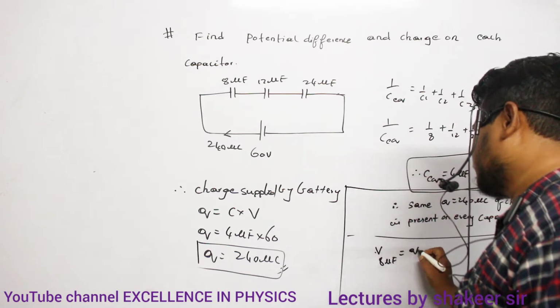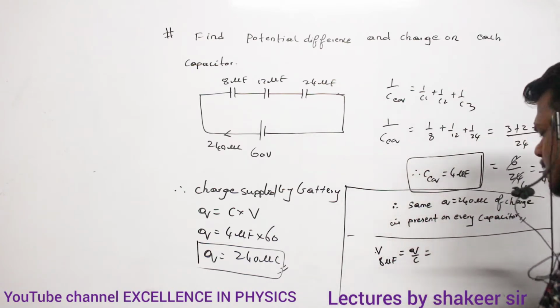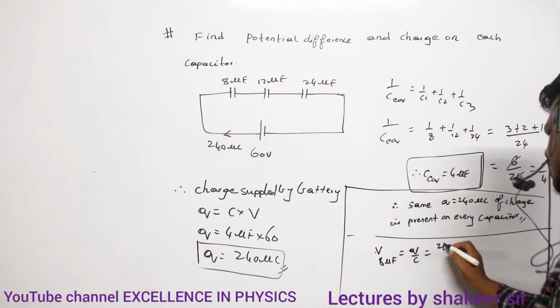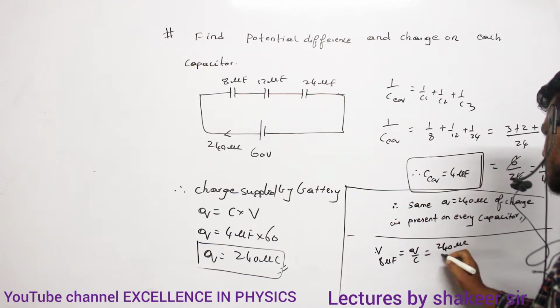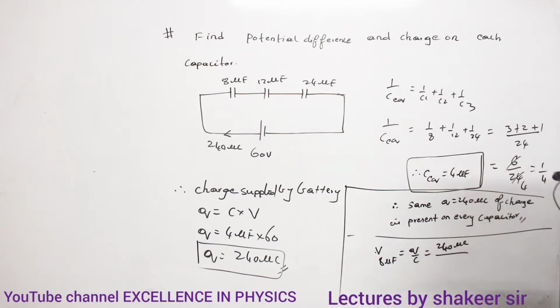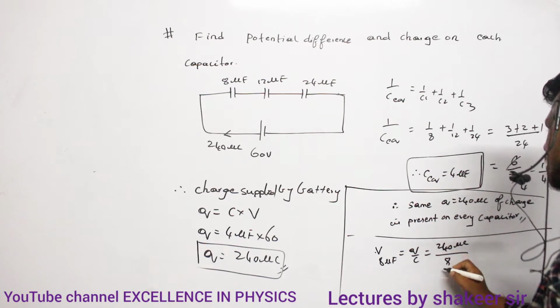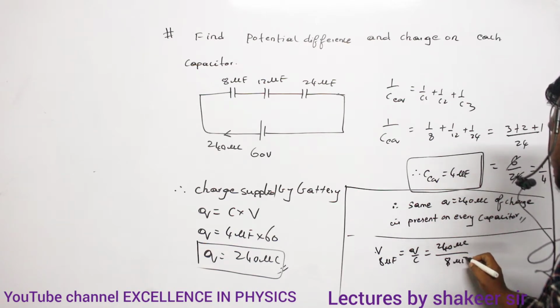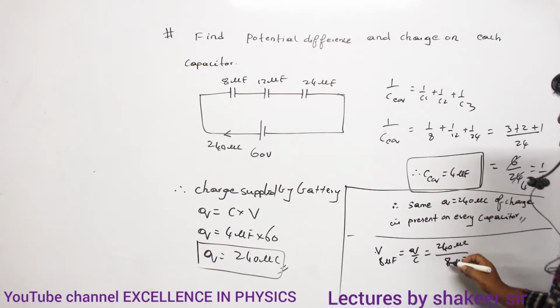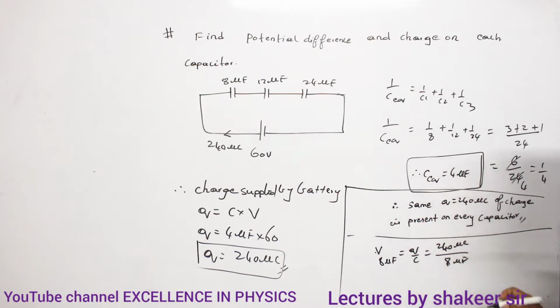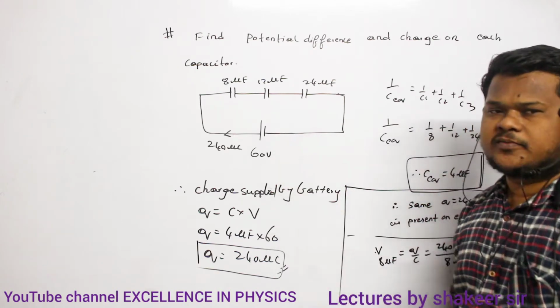V is equal to Q divided by C. The charge present is 240 microcoulombs divided by the capacitance, which is 8 microfarads. Clear? So micro gets cancelled. 8 3s are 24, so 30 volts. So the potential drop present in this capacitor is 30 volts.